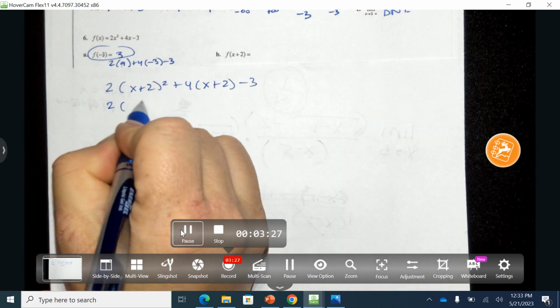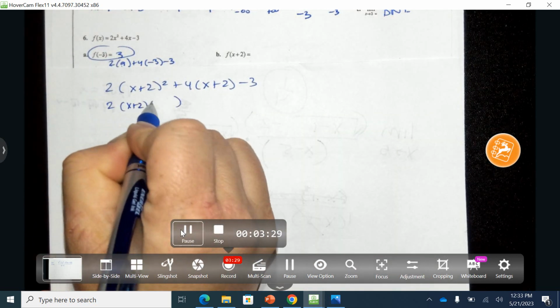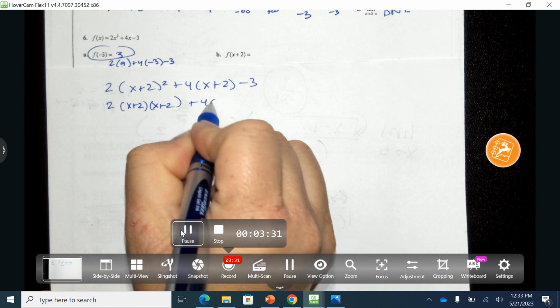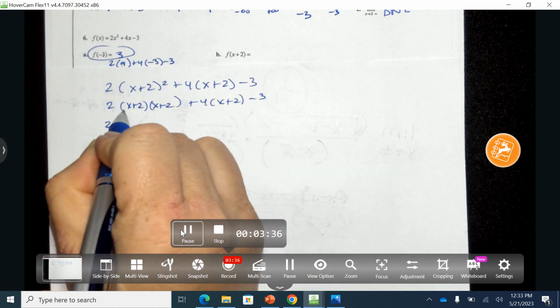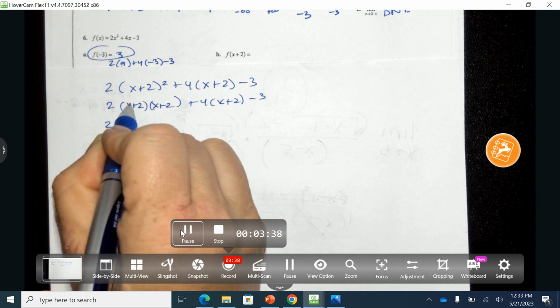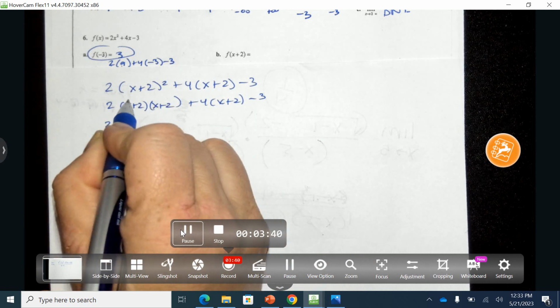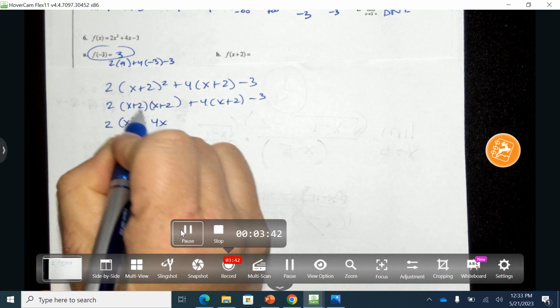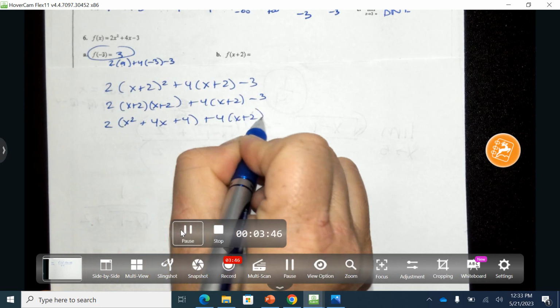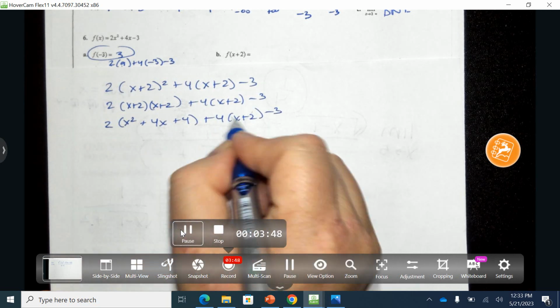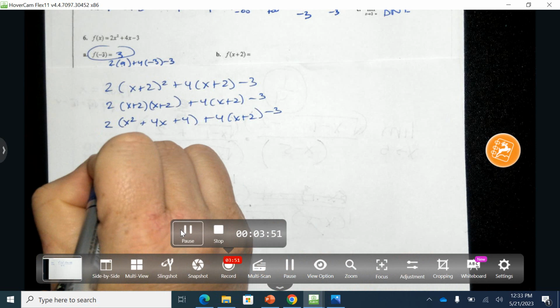So I'm going to start by FOILing x plus 2 times x plus 2. That's often a common mistake I see students make. When I FOIL this, I'm going to do the fronts. Now when I do the outside and the inside and combine them, it's going to be 2x and 2x, which combines to 4x, and 2 times 2 is 4. The last part is very elementary. I can distribute the 2, distribute the 4, and combine like terms.